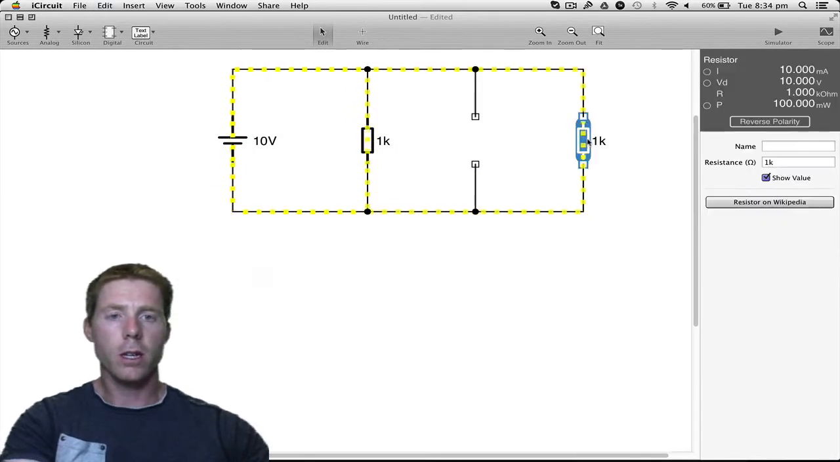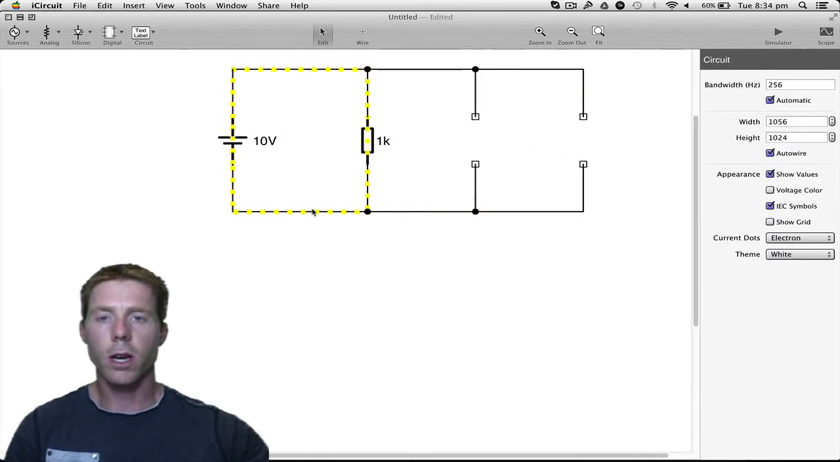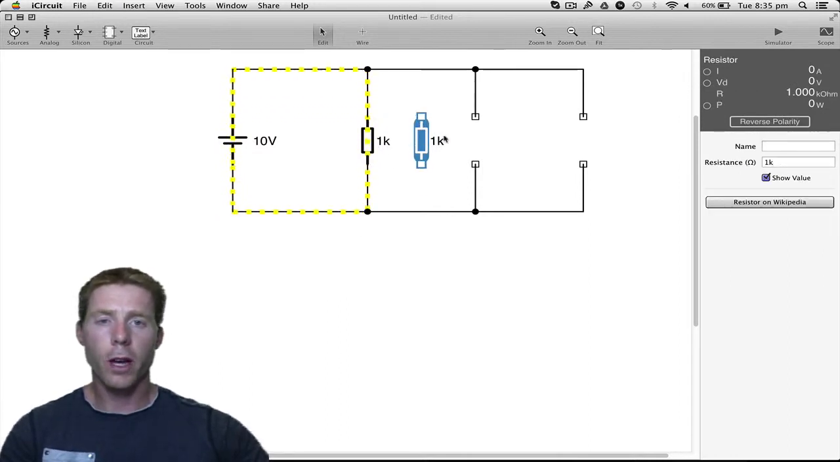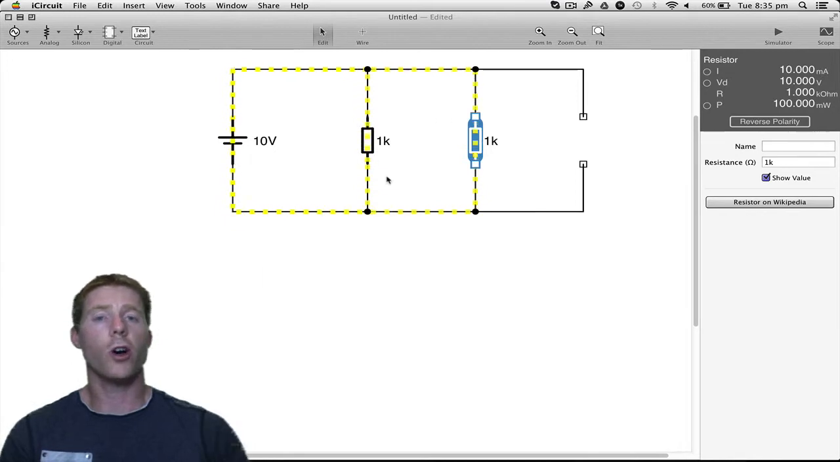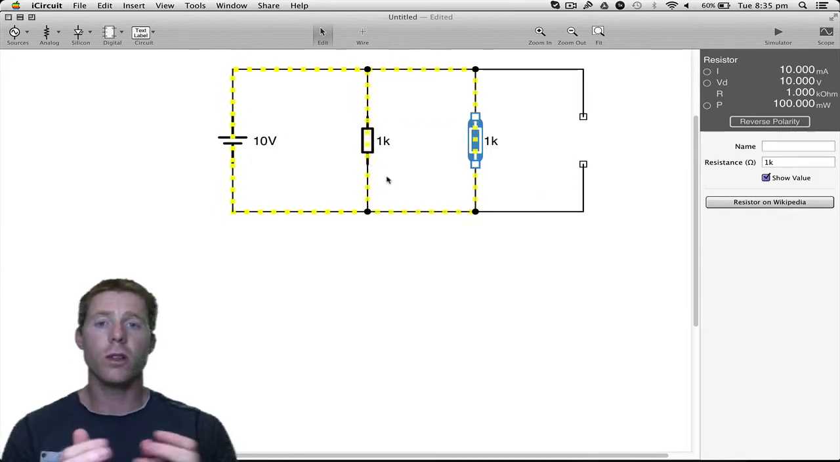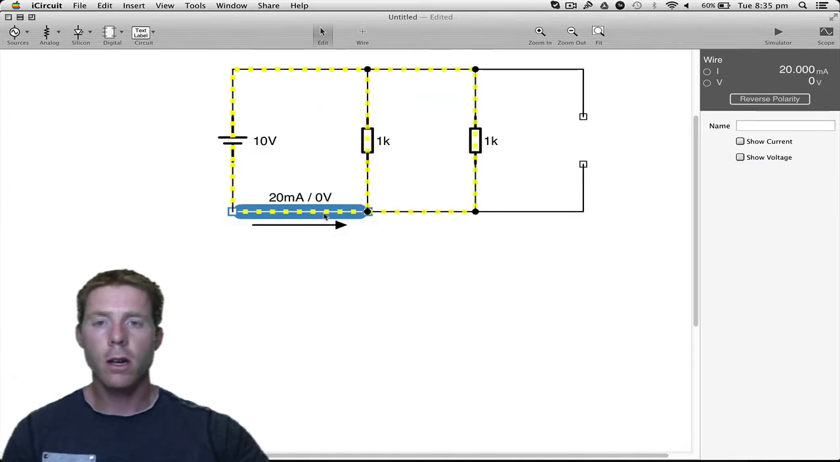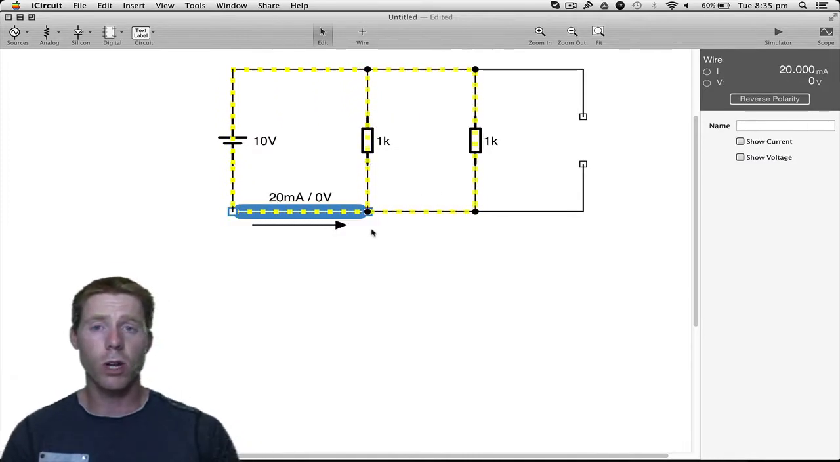So get rid of that, get rid of that. 10 volts, 1K, 10 milliamps. You put a resistor in parallel with that, you've now opened up an extra current path, so there's more choices for current to go through, or there is a choice now. Therefore, we've gone from 10 milliamps total current to 20 milliamps total current.